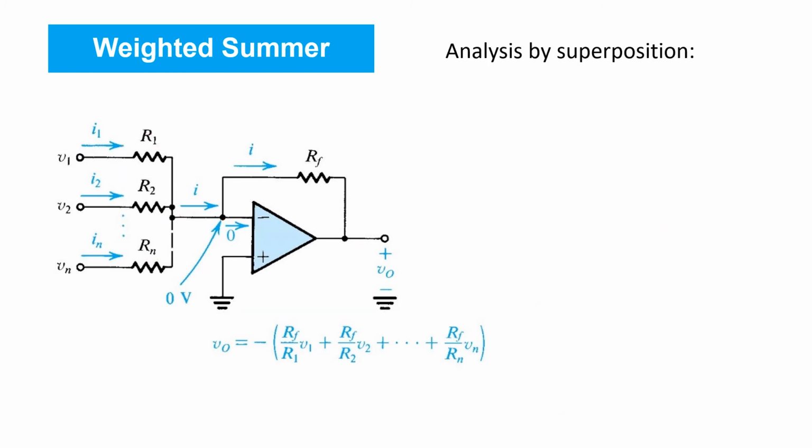Now that analysis was simple enough thanks to the ideal op-amp assumption producing a virtual ground at the negative op-amp terminal. But it's useful to consider another way to do this analysis that might be more generalizable to some other situations. And that is we can do this analysis by superposition. So the way that works is we consider each of the voltage inputs, V1, V2, and so on, one at a time, and set all the others to 0. Find the resulting output. We repeat that for each input, and then sum together the results to produce the total output voltage.